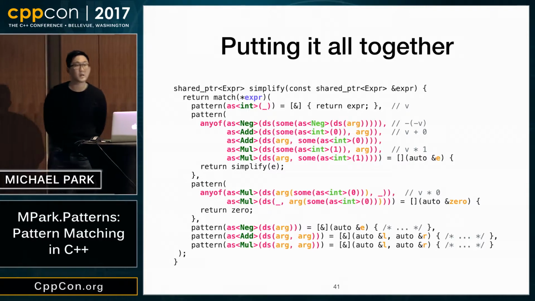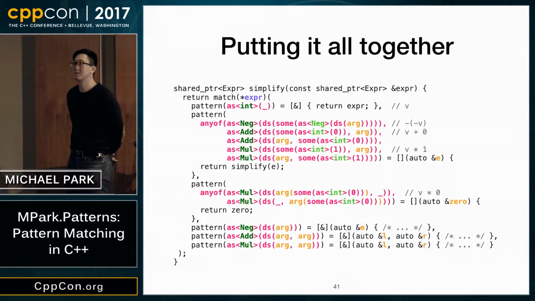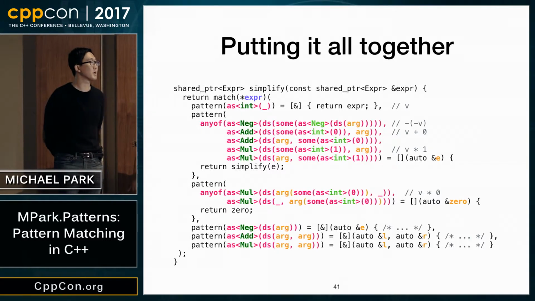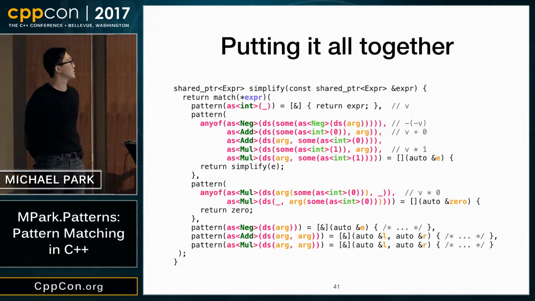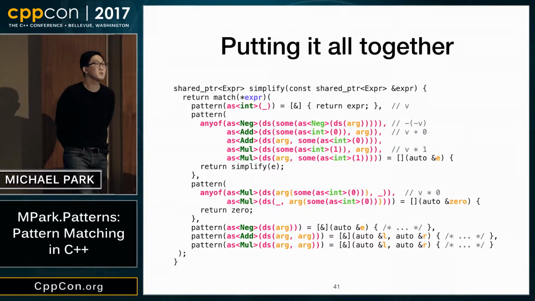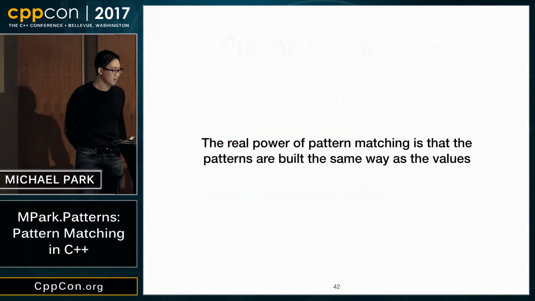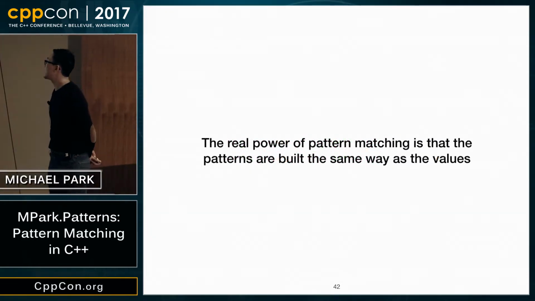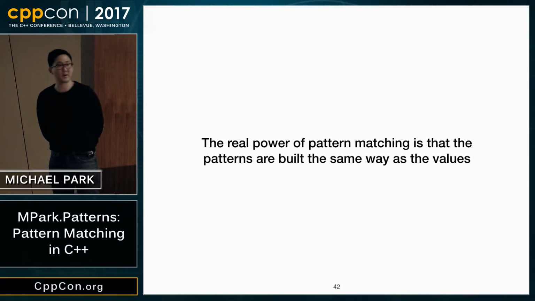What I'm trying to highlight with this example is the nesting. Maybe that's obvious, maybe that's not, but I would like to point it out explicitly because that's really the power of pattern matching, which is to describe the full state of the value that you're looking for, and we just see if it's there. The real power of pattern matching is that the patterns are built the same way as values.